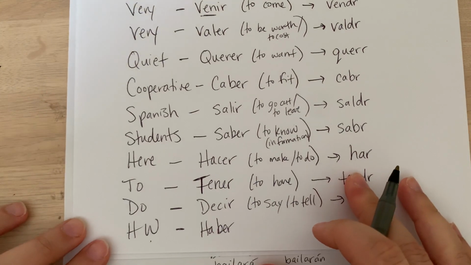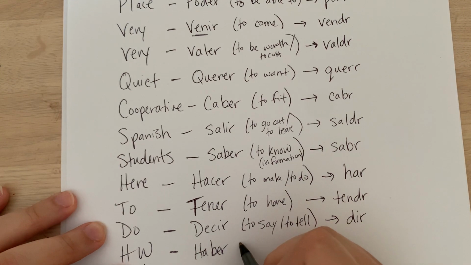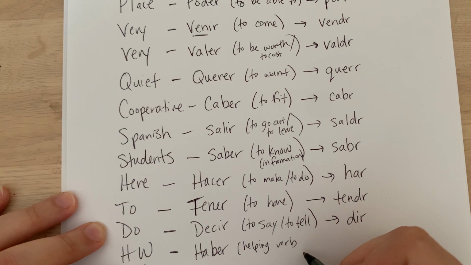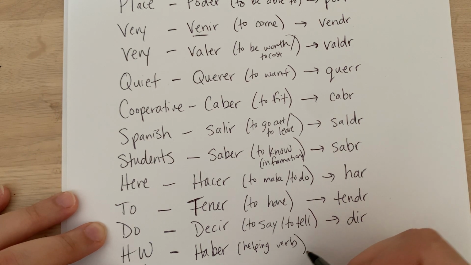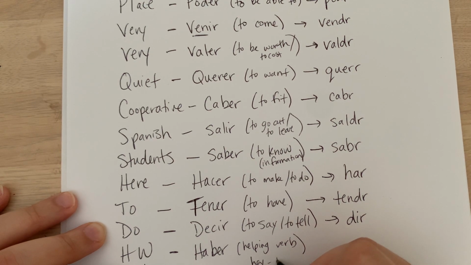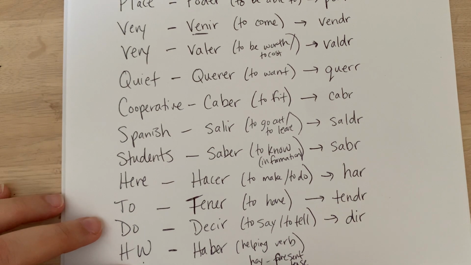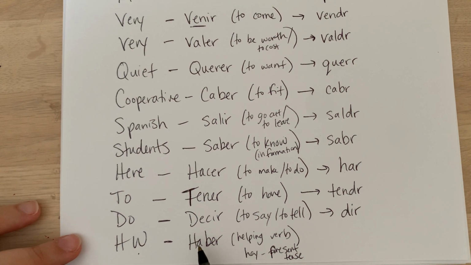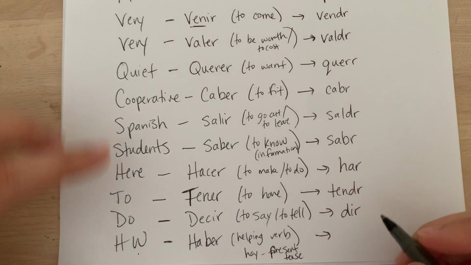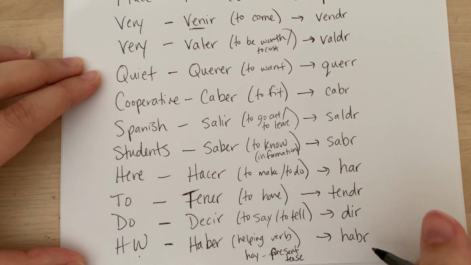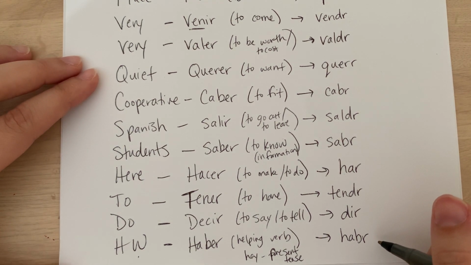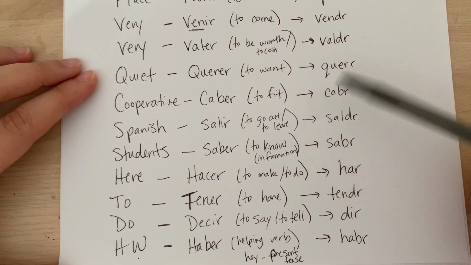And last, H, haber. Now, haber is a special verb. It's called the helping verb. It's the verb where we get hay in the present tense, sorry. So like right now there are 30 people in my class or whatever. Next year there will be 40 people in my class. And this one goes to habrá. Habrá 40 personas. Okay? All right, so we'll do some practice with this later.